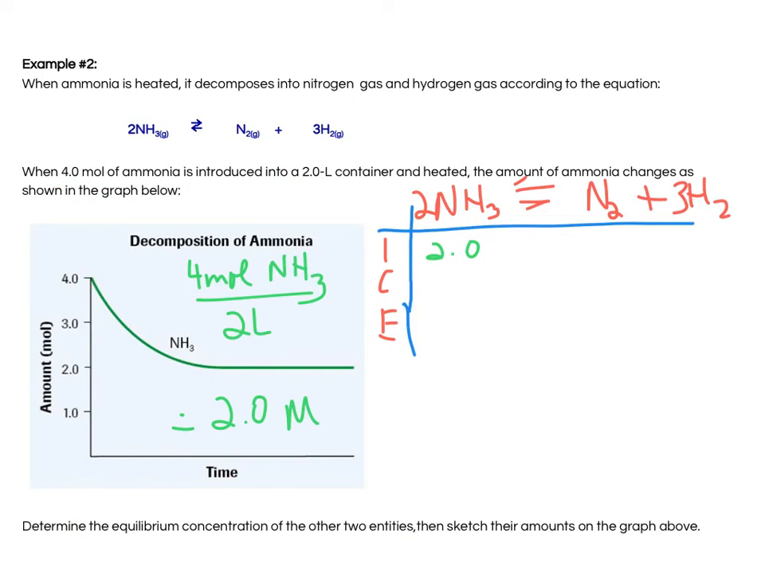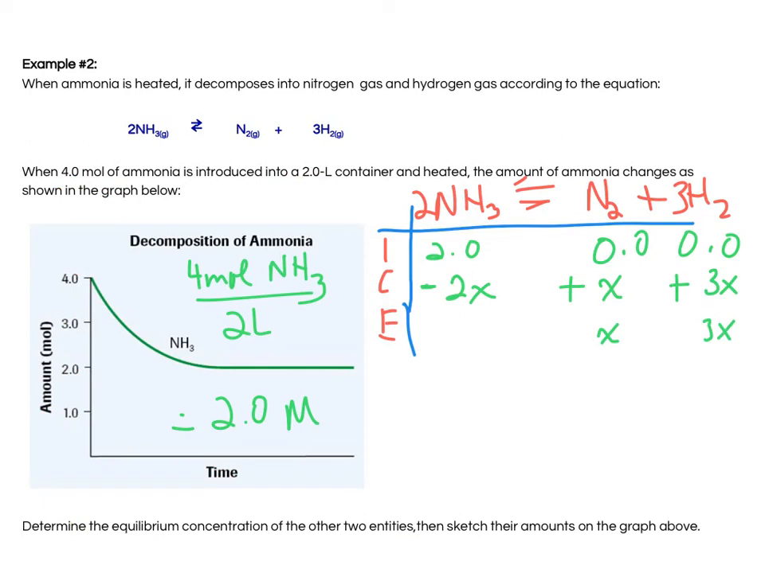And so I have none of either of my products, so I'm going to put 0 in as my initial concentrations. And so I don't know by how much my ammonia is going to decrease, but I know it's going to decrease by an amount 2x, and I've yet to figure that out. And so that means the amount of nitrogen is going to increase by x, and the amount of hydrogen is going to increase by 3x. At this point, I don't have any other information about x, so I'm going to write out just expressions here for each of my product concentrations.